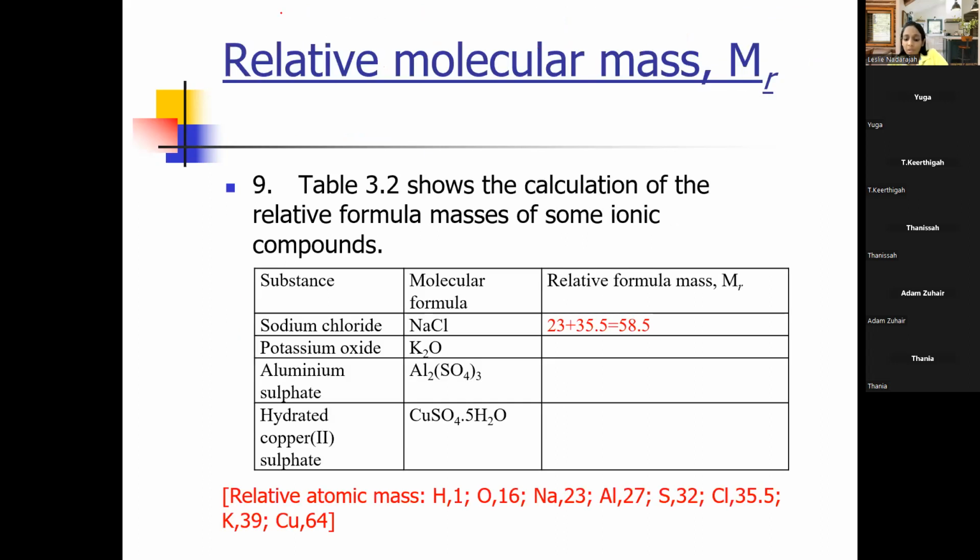All right, now I'm going to ask you to do for teacher. Since sodium hydroxide is done for you, do for me potassium oxide, aluminium sulfate, and hydrated copper(II) sulfate. I want to see you all doing it in 1 minute. When you are done, put done in the chat.